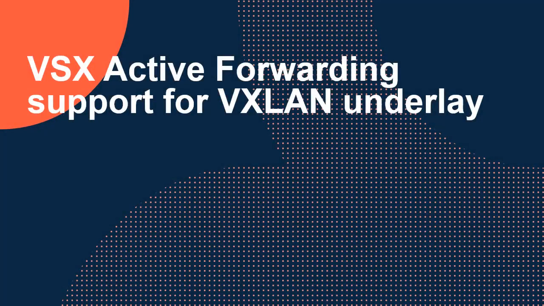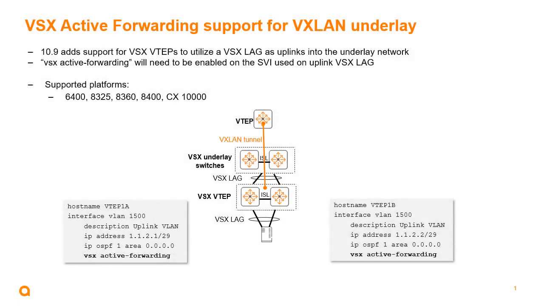Let's move on to VSX Active Forwarding support for the VXLAN underlay. In the past, you had to use routed-only ports as uplinks on your VSX VTEPs. So 10.9 adds support for VSX LAGs to be used as uplinks into the underlay network. You can see in this picture, the bottom VSX VTEP has VSX LAGs as uplinks into the underlay.